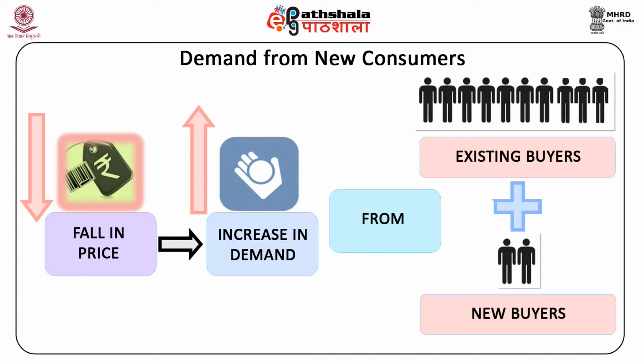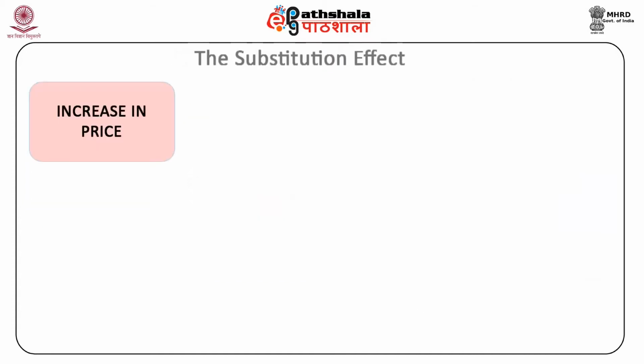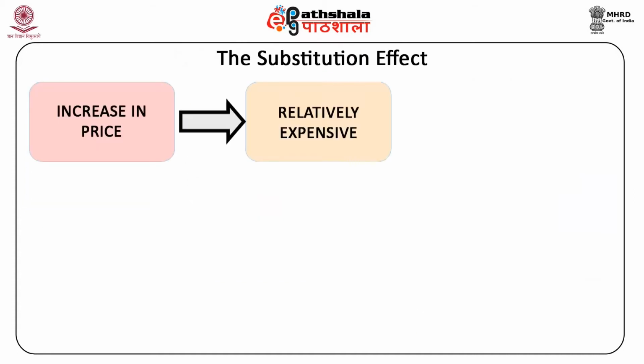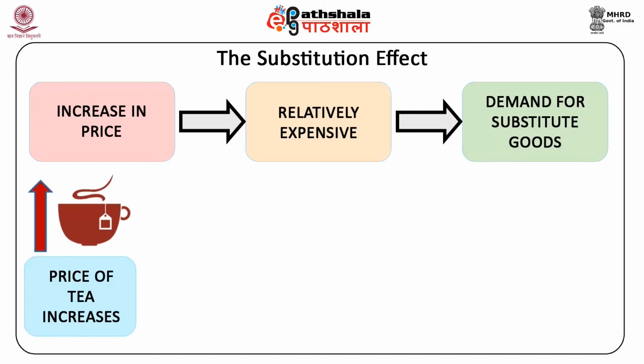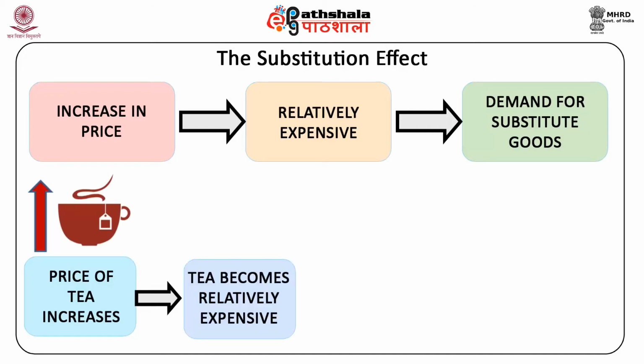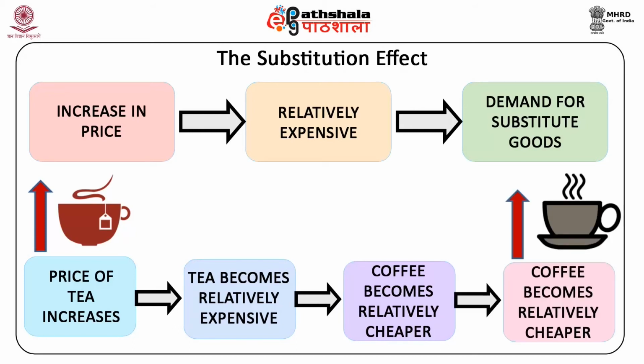This leads to a downward sloping demand. When the price of a good increases, it becomes relatively expensive, so consumers demand substitute goods. For example, if the price of tea increases, people would switch to its substitute, coffee, which becomes relatively cheaper, and thus demand for coffee increases. This is another reason why the demand curve is downward sloping.